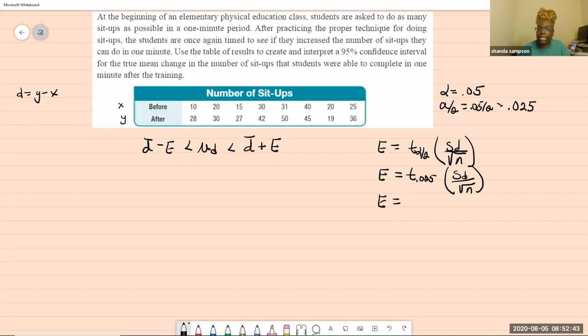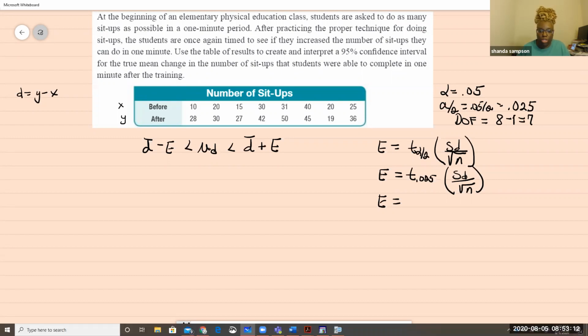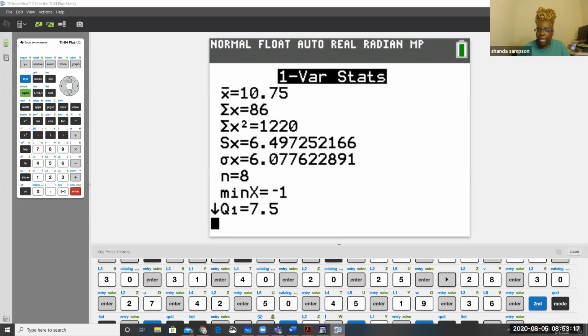So first thing we need is t alpha over 2, all right, t of 0.025. Well, to find t, we know on the t chart we need degrees of freedom. And degrees of freedom is n minus 1. And how many do we have? 2, 4, 6, 8. We have 8, right? If you didn't know, that's also in the calculator. 8 minus 1 is 7. So your degrees of freedom is 7. Again, if you didn't know what n was, you could look in your calculator right there. You see n is equal to 8, okay?